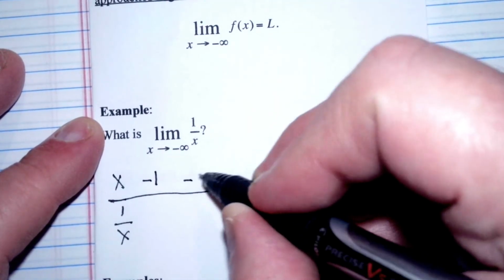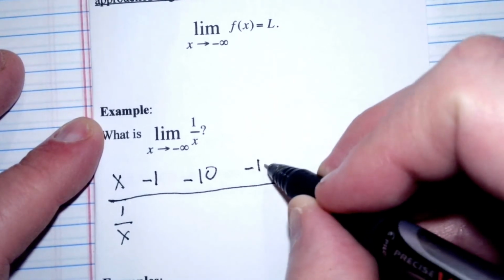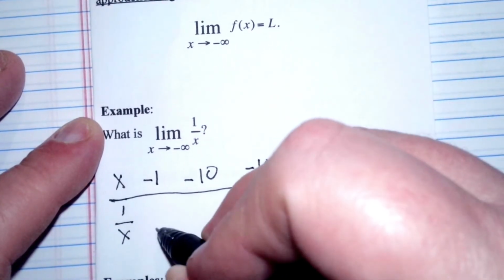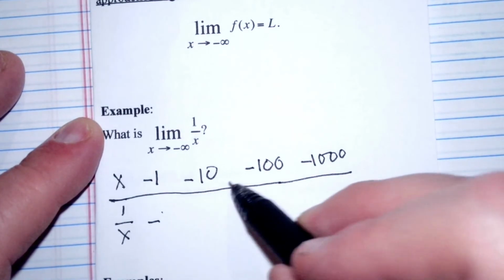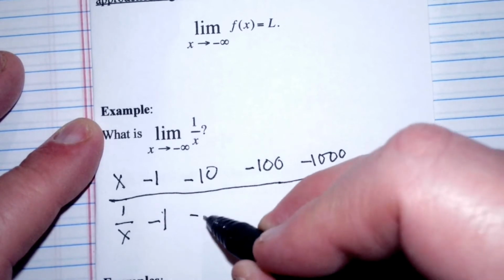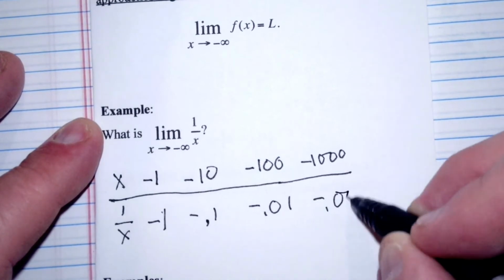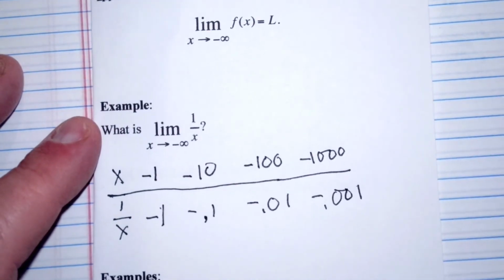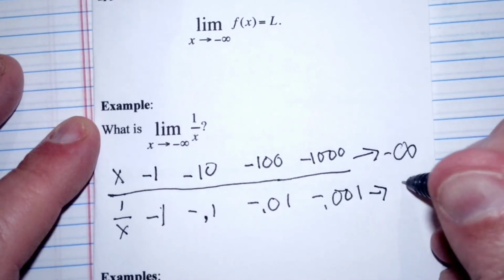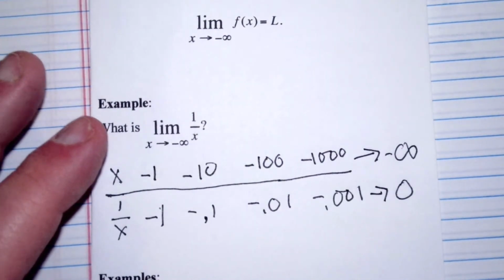Now what we're interested in is a set of x's that are negative and getting more and more negative. So I chose negative 1, negative 10, negative 100, negative 1,000 just to give you an idea of what I mean. This is going to be negative 0.1, negative 0.01, negative 0.001. Again, as x tends to negative infinity, 1 over x approaches 0. It can be made as close to 0 as anybody might choose.